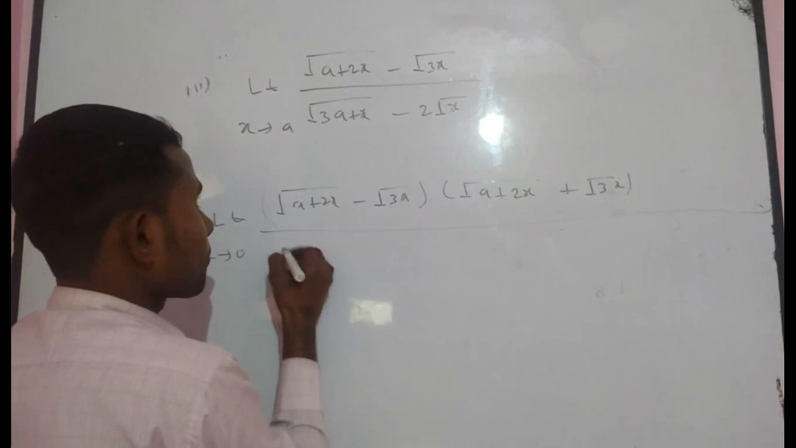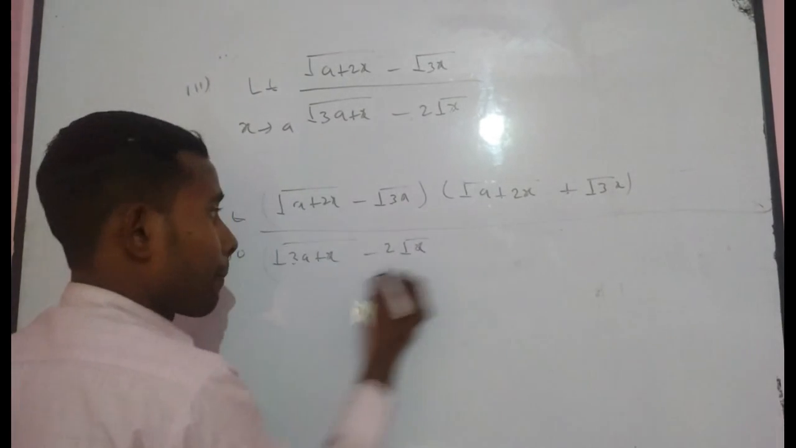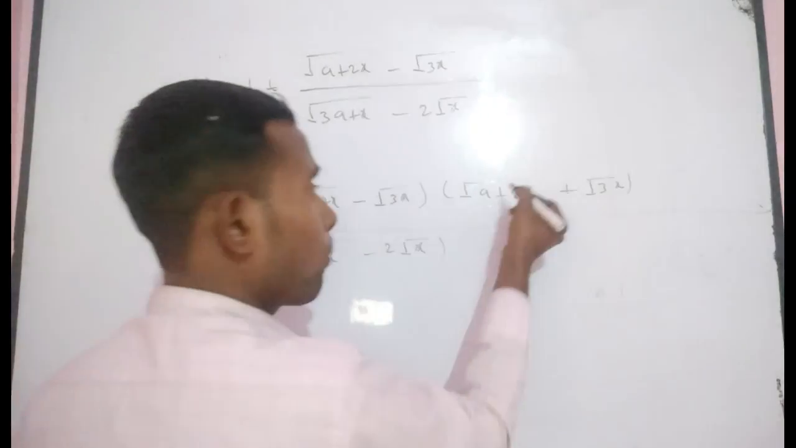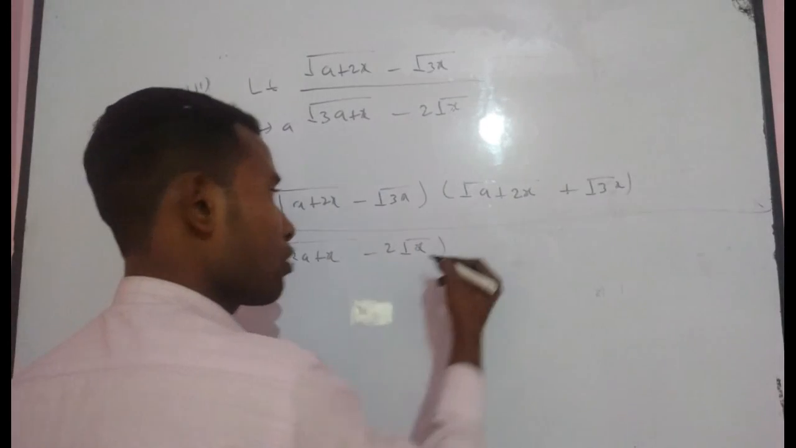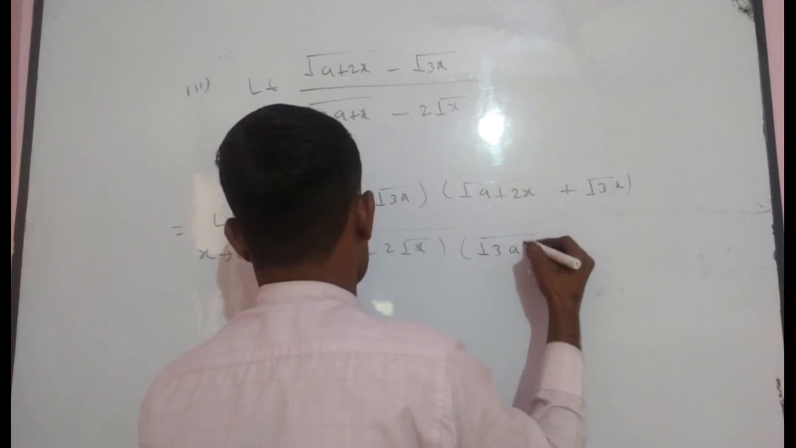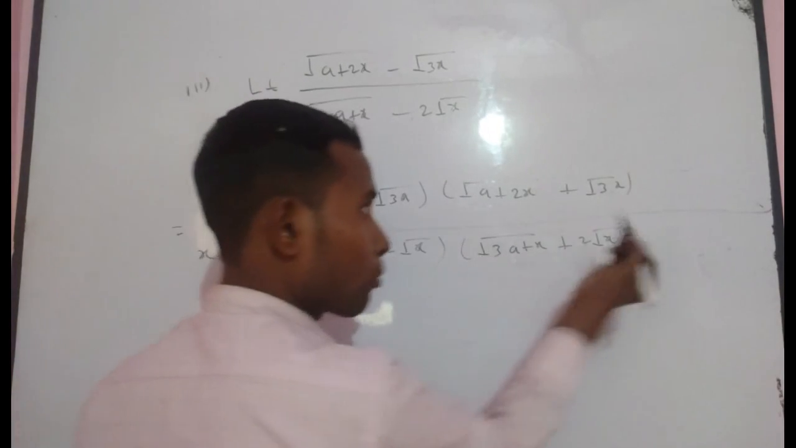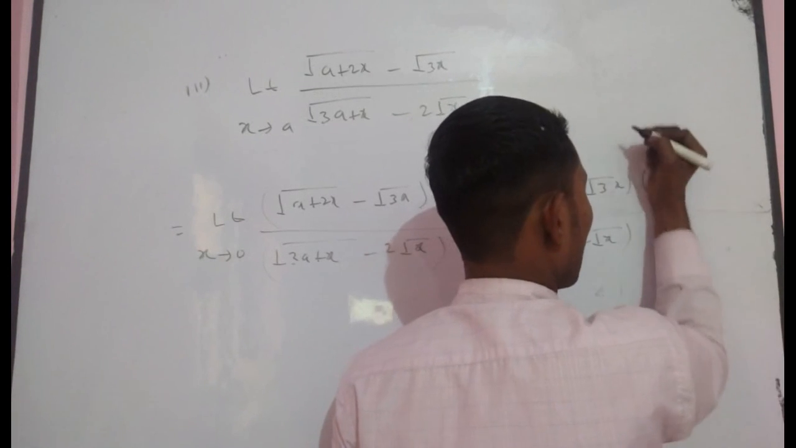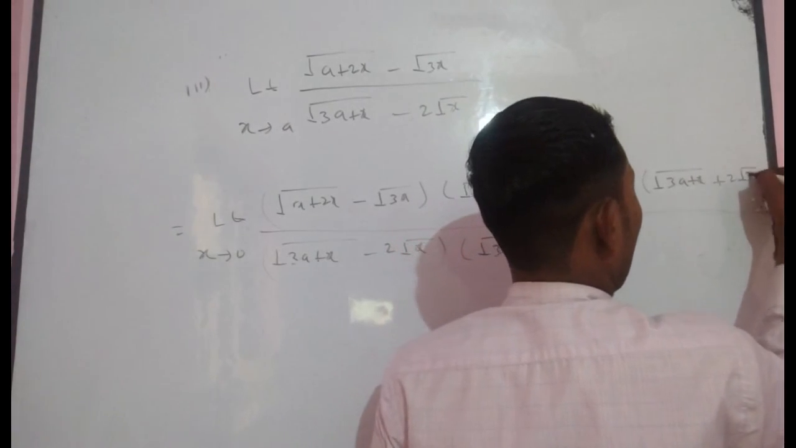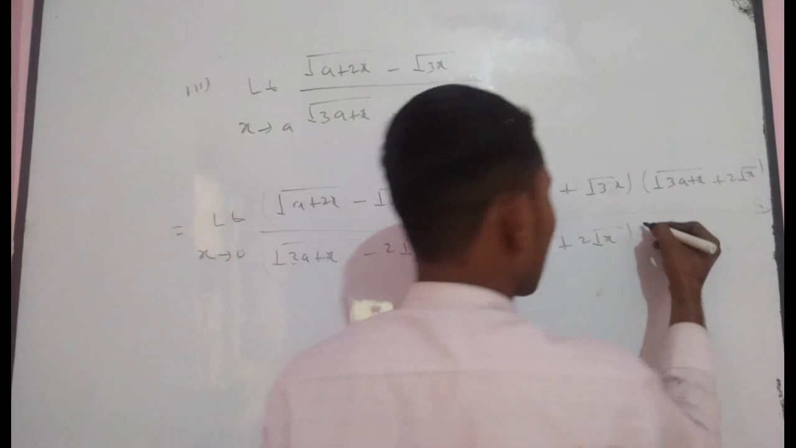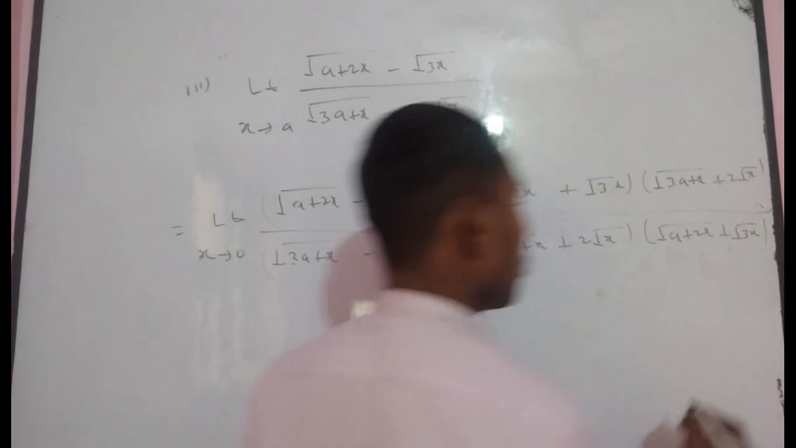And in the denominator, it is root 3a plus x minus 2 root x. Firstly, you have to multiply by this factor. But before this, I want to tell you, you have to also multiply by its conjugate. If you multiply its conjugate, you have to multiply root under 3a plus x plus 2 root x. By this factor you have to also multiply the numerator. Now, what do you get?